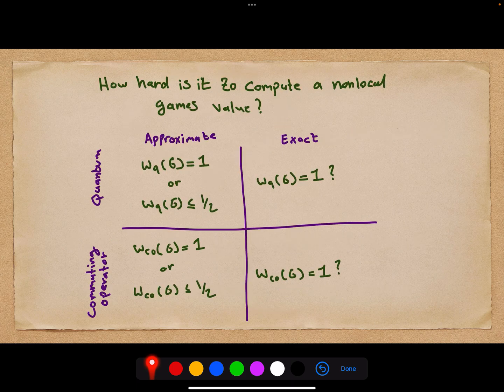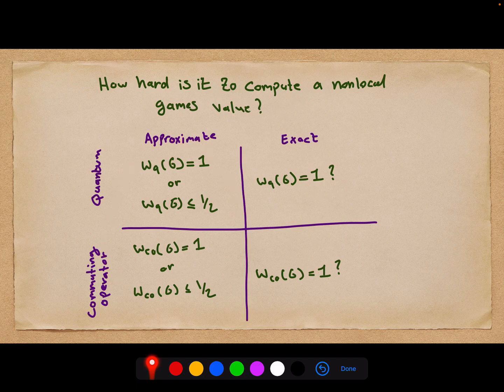Now that we know what non-local games and values are, there are four important computational decision problems associated to values of games that we can ask, namely the approximate and exact quantum and commuting operator value problems. The exact quantum and commuting operator value problems ask what is the hardness of the following problem. If I'm given a non-local game G, how hard is it to decide if the quantum or commuting operator value of that game is exactly 1?